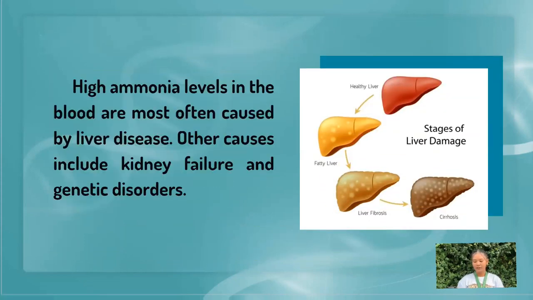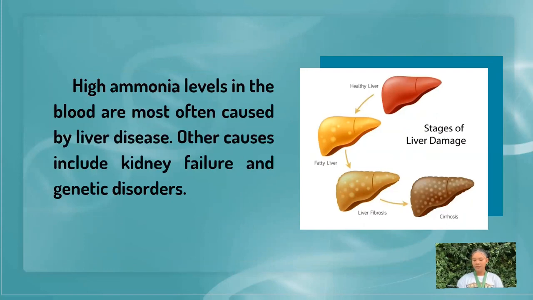High ammonia. High ammonia levels in the blood are most often caused by liver disease. Liver disease is the most common cause of high ammonia levels because it decreases blood flow to your liver. If there's a lack of blood flow to your liver, your body can't transfer ammonia to it to be processed. This causes ammonia to build up in your blood. Other causes include kidney failure and genetic disorders.